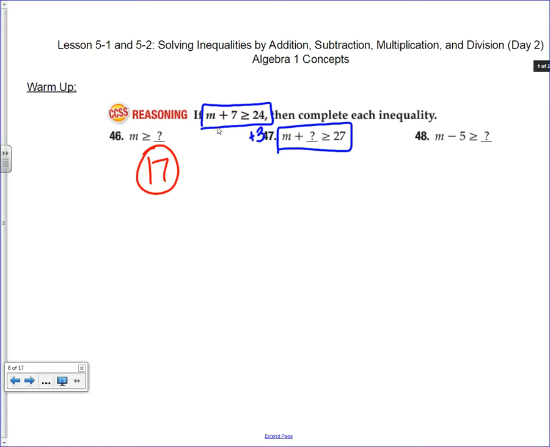Now, if I'm going to put a plus 3 on the left-hand side, is it going to go underneath the m or underneath the 7? The 7. So if I do that, what does that portion give me? 10. So this question mark right here will be 10.